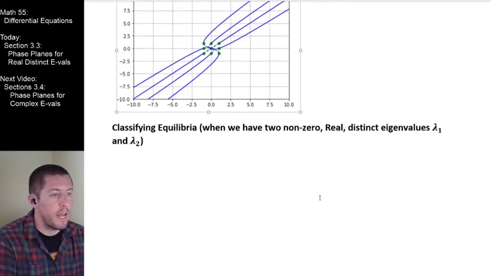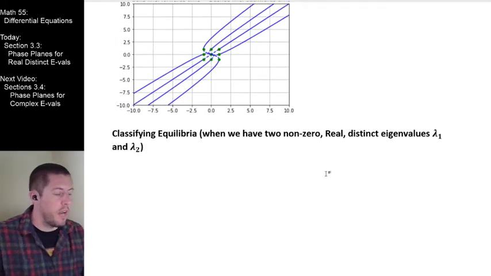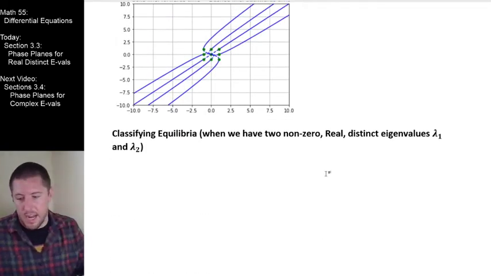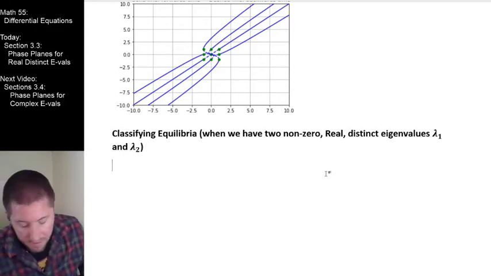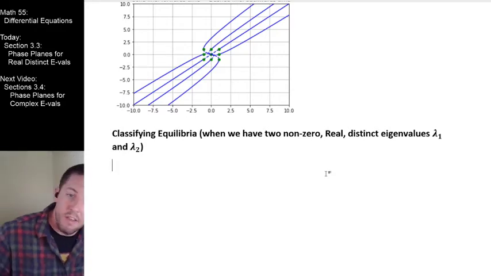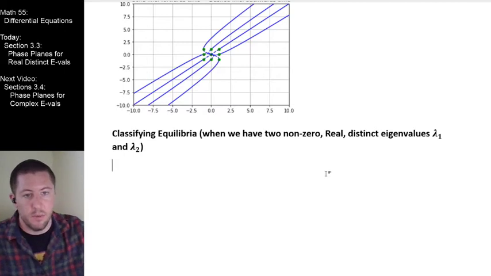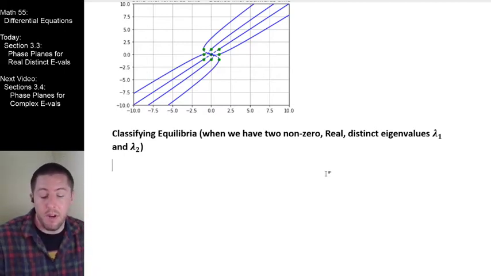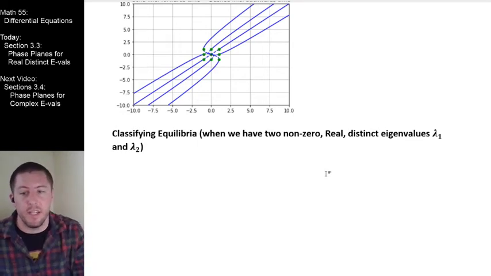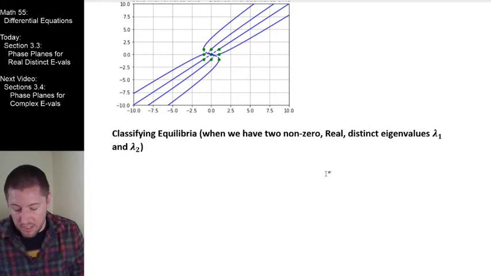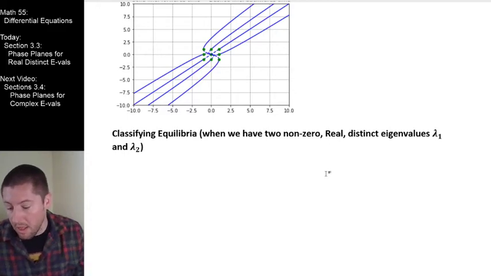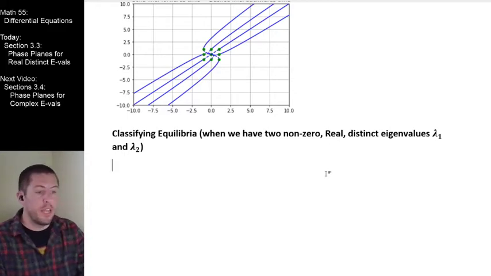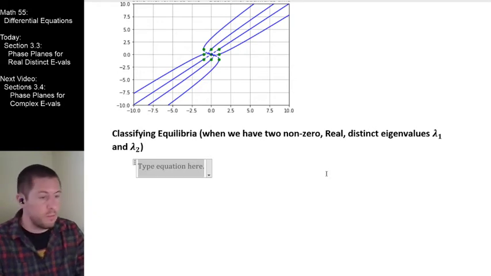So in general, classifying equilibria, we have two non-zero, real, distinct eigenvalues. Remember, if you get an eigenvalue of 0, all this stuff goes out the window. If you get imaginary numbers, all this stuff goes out the window. If both your eigenvalues are exactly the same, even if it's +3, we're still going to get some slightly weirder stuff going on. So they have to be distinct from one another for us to be able to draw these general conclusions here as well. So what we want to say here is, if we get this lambda 1, lambda 2, I'm going to type out some stuff right here.